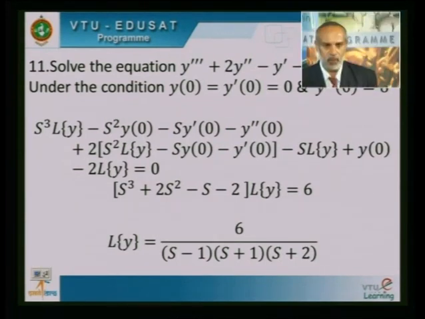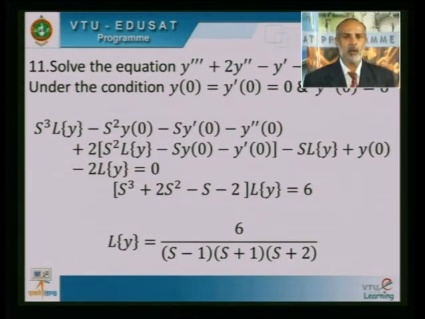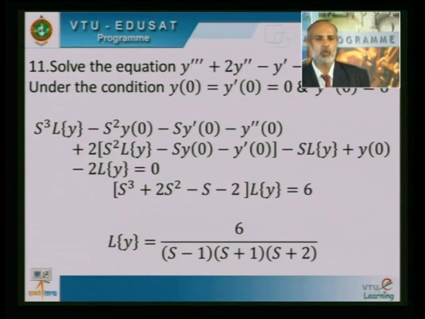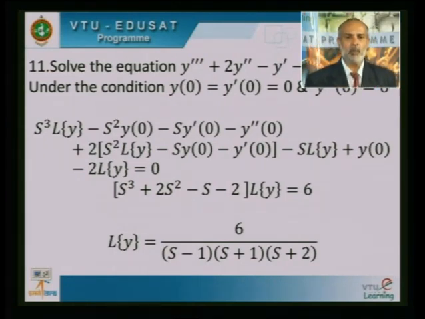Then apply the Laplace transform on both sides, that is, you can use the Laplace transform derivative formulas. L of y triple dash is, as you know already, s cubed L of y minus s squared into y of 0 minus s into y dash of 0 minus y double dash of 0. This is the L of y triple dash formula, plus 2 into, similarly, L of y double dash, which can be written as s squared into L of y minus s into y of 0 minus y dash of 0. Similarly, minus L of y dash is minus s into L of y plus y of 0, minus 2 into L of y equal to 0.